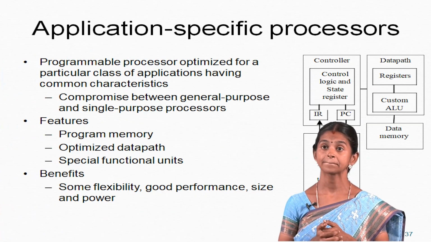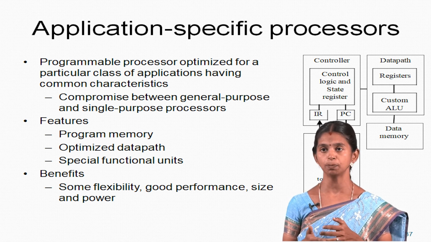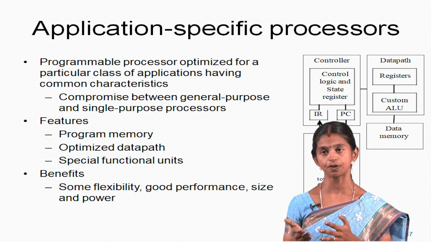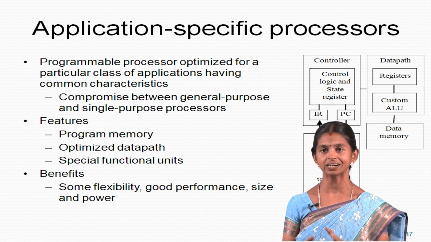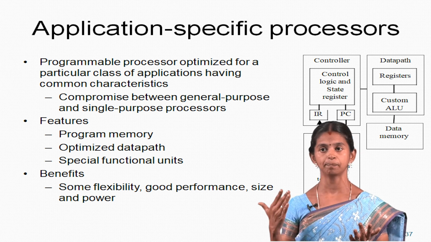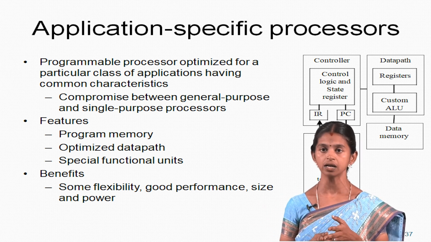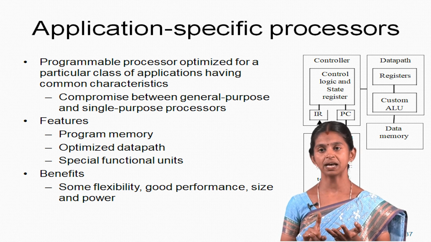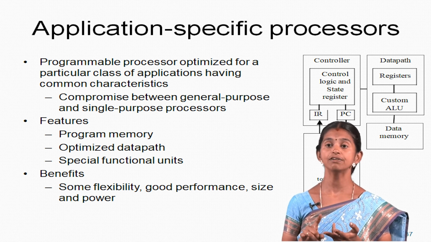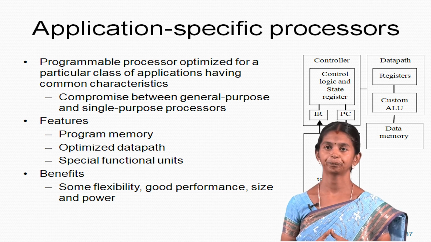Application specific processor. A programmable processor optimized for a particular class of applications having common characteristics. It is a compromise between general purpose and single purpose processors. The features of application specific processors are program memory, optimized data path and special functional units, and the benefits are that it is very flexible, with good performance, size and power.